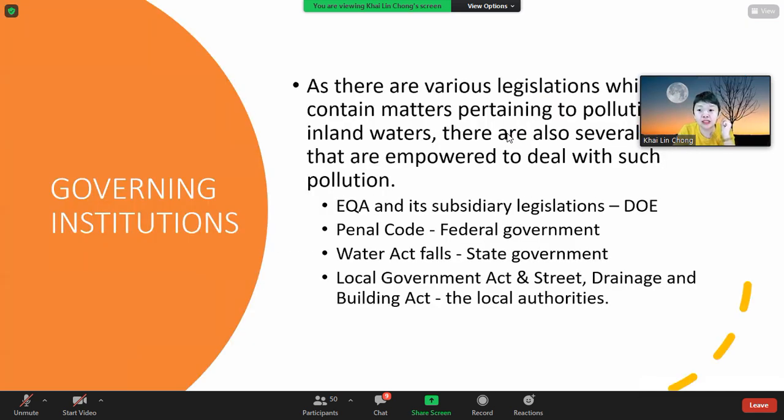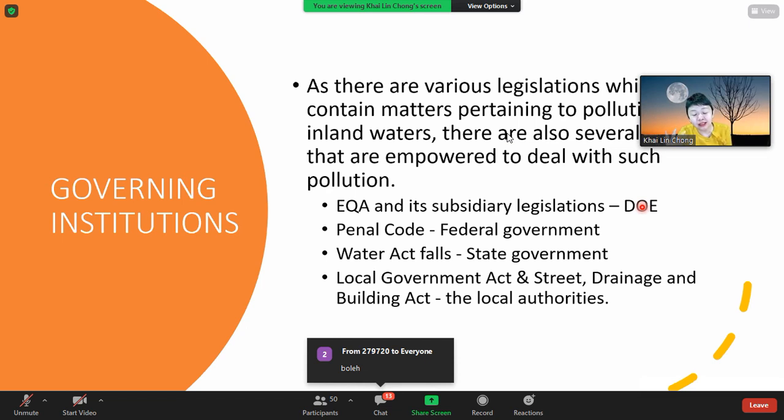Okay, so the governing institutions, bila kita tengok legislations kita akan berkaitan dengan banyak agency. Okay, so we need several bodies untuk menjaga. So EQA and the subsidiaries akan dijaga oleh DOE, Jabatan Alam Sekitar kita. Penal codes bawah federal governments. Water Acts bawah state governments. Local Governments Act and Street Drainage and Building Acts adalah local authority. Okay. So nampak tak? Dia punya level. Boleh ikut tak? Yang ni baru water. Kita belum lagi pergi ke next. Okay. Right.